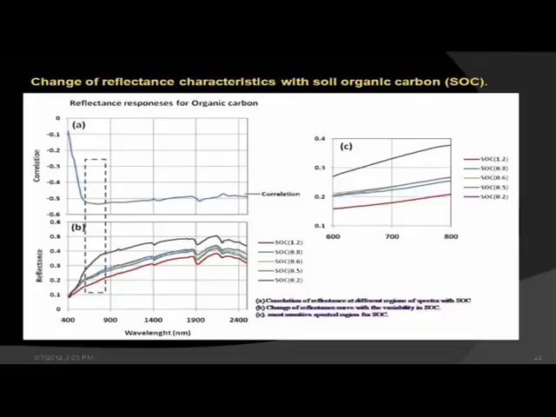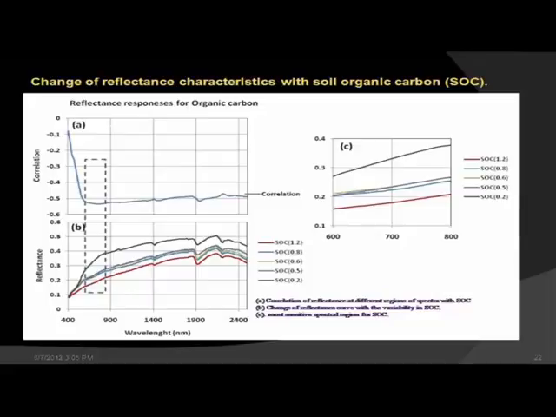The organic carbon content and reflectance are negatively correlated to each other. As I told you, the higher the organic matter content, the lower the reflectance. That's why you got a negative value. And you see here, the organic carbon content is given as 0.2, 0.5, 0.6, 0.8 and 1.2. Based on that, the reflectance pattern tells you the lower the organic carbon content, the higher the reflectance, and vice versa.